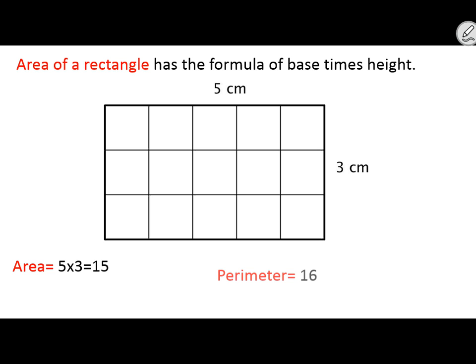For my perimeter, we can count the sides. 5 plus 3 plus 5 plus 3, that's 16. Notice how for perimeter I'm adding 5 plus 3 plus 5 plus 3. You add all the sides. For area, once again, for a rectangle, just multiply the two numbers across a 90 degrees.